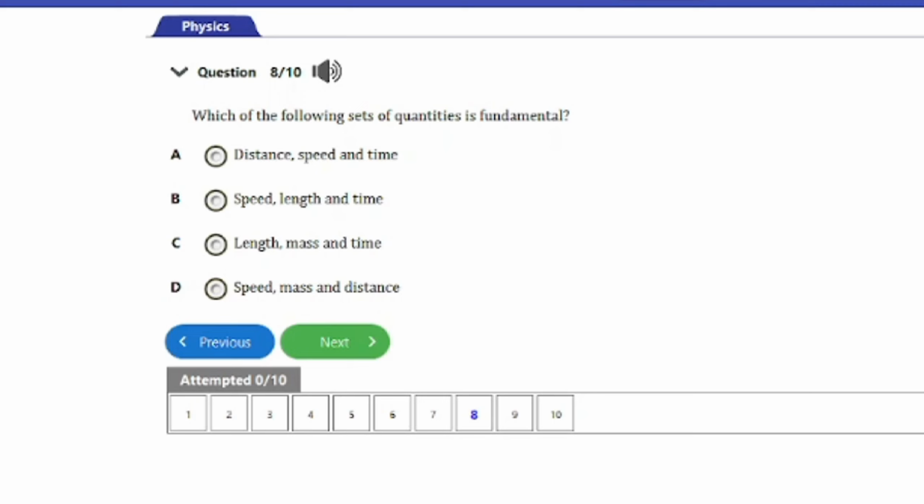All the other quantities here have derived quantities within. Distance, speed, and time. Actually, speed is a derived quantity, and speed, length, and time, actually speed is also a derived quantity. But then for the speed, mass, and distance, speed is also a derived quantity. But guys, option C here has length, mass, and time. The three are fundamental. So that's it for this question. Let's go ahead and consider the next question, guys.